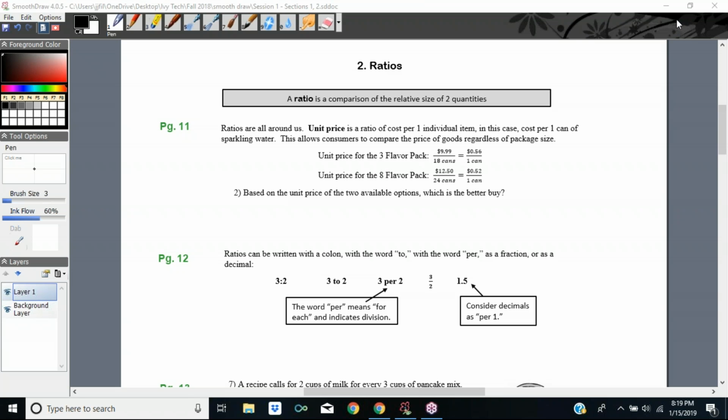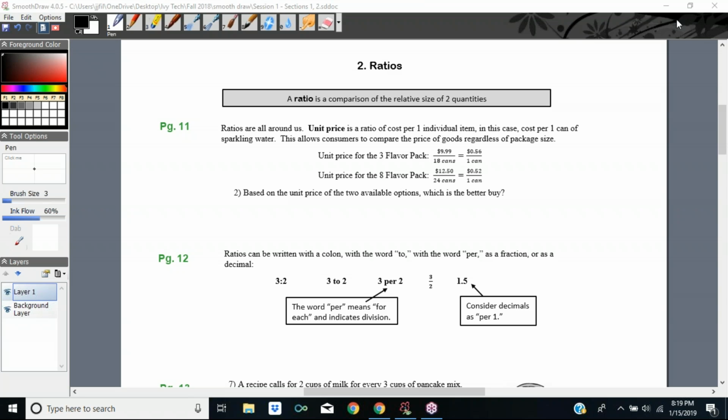Okay, so here in section 2, it says a ratio is a comparison of the relative size of two quantities, and a unit price is a ratio of cost per one item. It shows some examples of unit prices here. $9.99 for 18 cans is 56 cents a can. $12.50 for 24 cans is 52 cents a can.